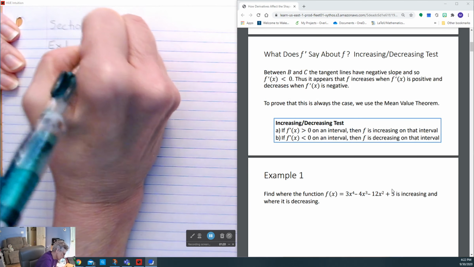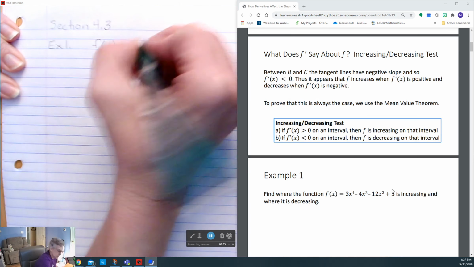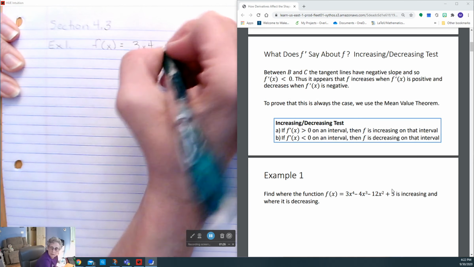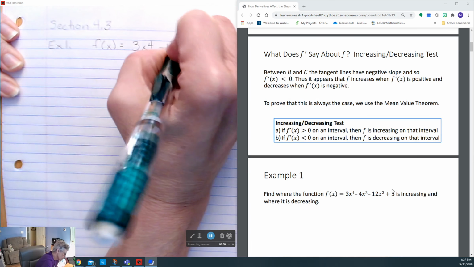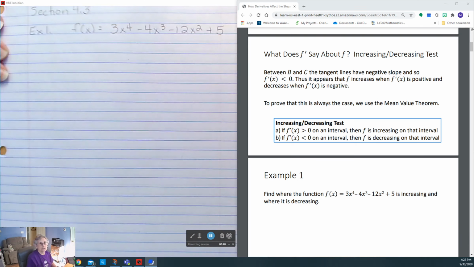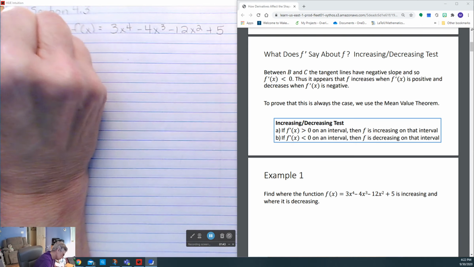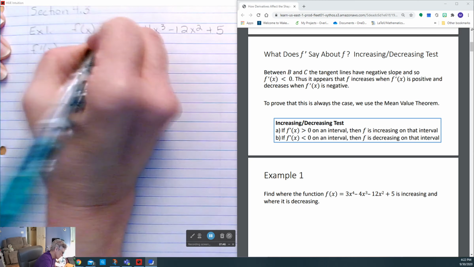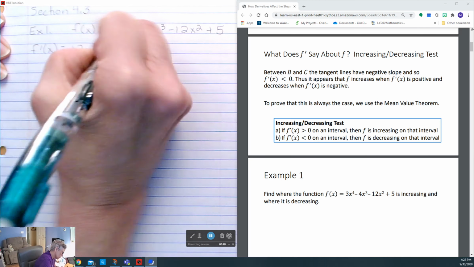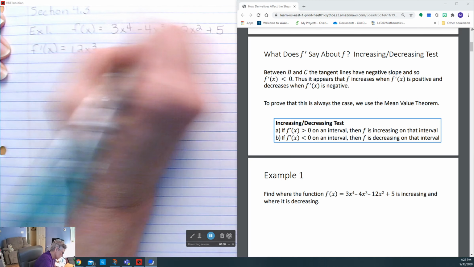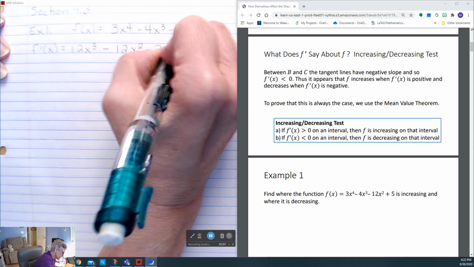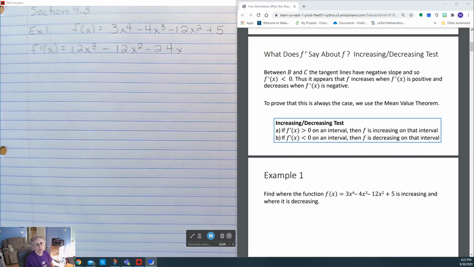We have f of x is 3x to the 4th minus 4x cubed minus 12x squared plus 5. So first thing I'm going to do is take the derivative. 3 times 4 gives me 12x cubed minus 3 times 4 still gives me 12, this time x squared. 2 times 12 gives me minus 24x, and I'm done.